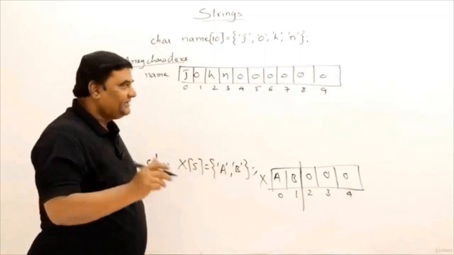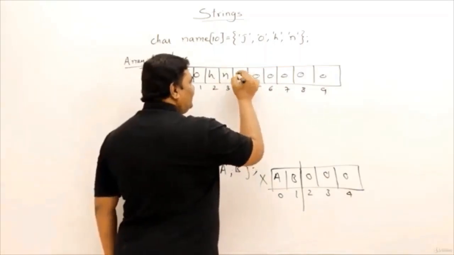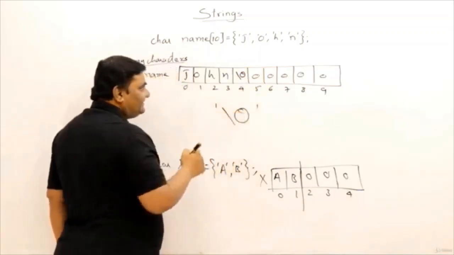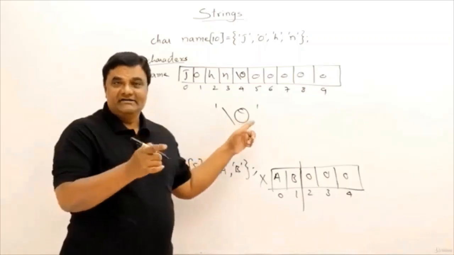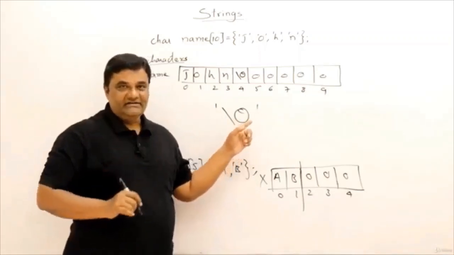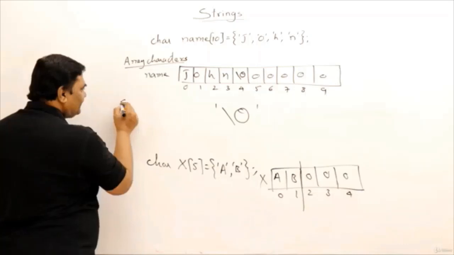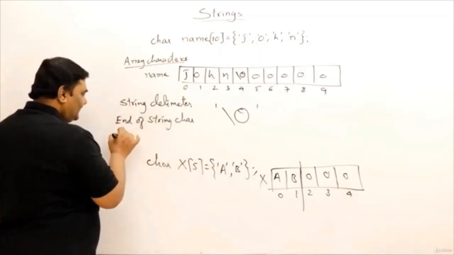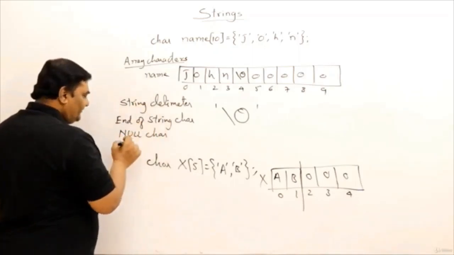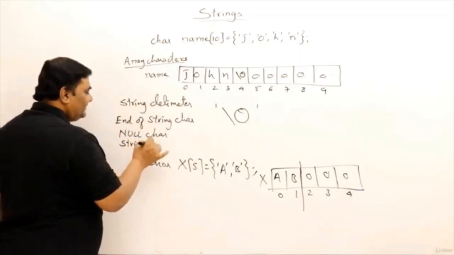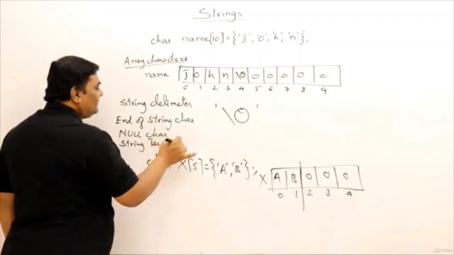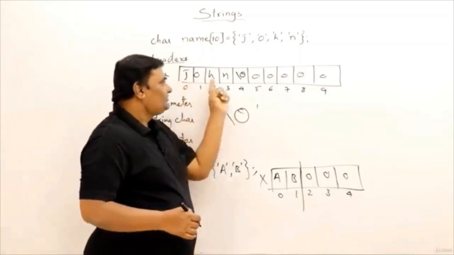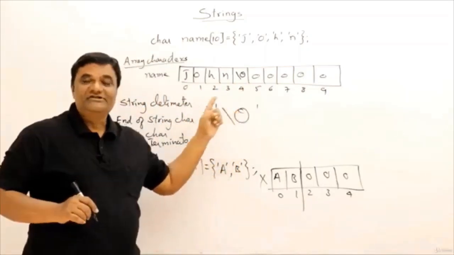So yes, in C and C++, it is marked with the null character, that is /0. This /0 is a null symbol or a string delimiter or end of the string character. It is called a string delimiter or end of the string character or null character, or also we call it a string terminator, right? So that's it. This is used to show the end of a string, an end of string marker.